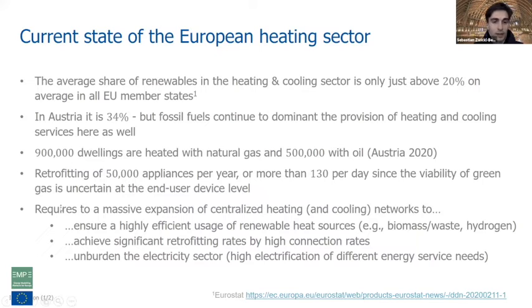So as we also heard in the introduction speeches today, we also have to think about suboptimal solutions to decarbonize, for example, the heating sector, because we have to be fast facing this problem. So the options to decarbonize the heating sector can be summarized as follows. We need a massive expansion of different technologies. Here, for example, we name the centralized heating and cooling networks that give us the option to ensure a highly efficient usage of renewable heat sources, for example, biomass, waste, and hydrogen, and also to achieve, as I said, significant retrofitting rates by high connection rates. And the third aspect is also very important. We need centralized heat networks to unburden the electricity sector because we expect high electrification rates in other sectors as well, for example, the transportation sector.